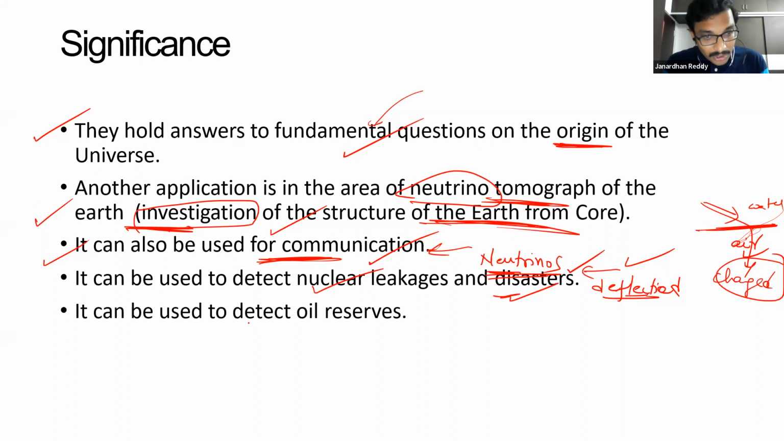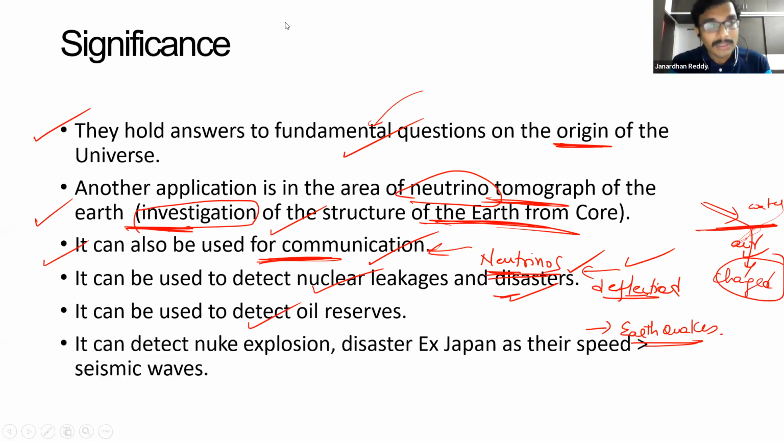They can detect oil reserves within the earth. Once we study the earth, where which mineral is, even oil, everything can be discovered easily once we are able to study these neutrinos. Okay. And another important thing is with respect to detection of earthquakes. Is there any guarantee right now? Is there any guarantee that an earthquake will not occur in your place right now? We don't know. Right now, there is no prediction for earthquakes, right?